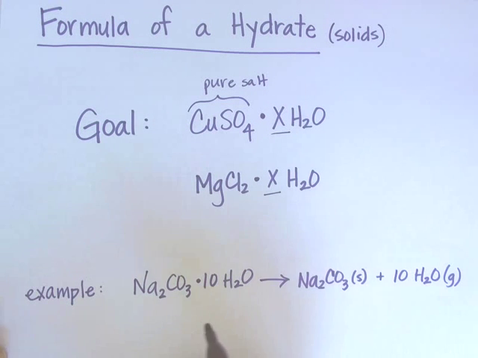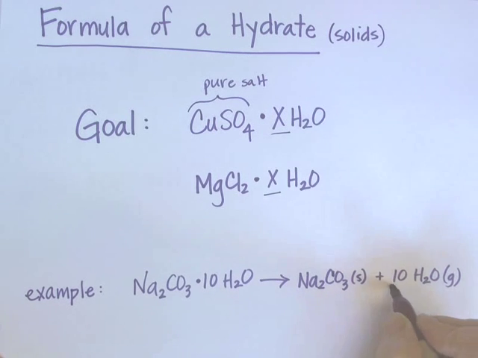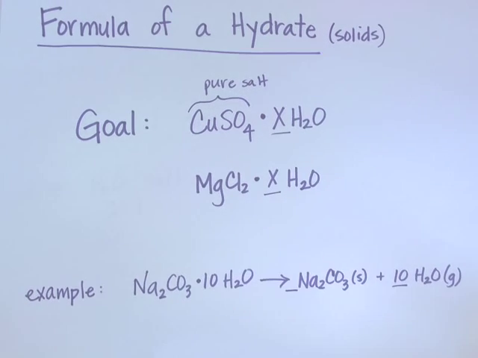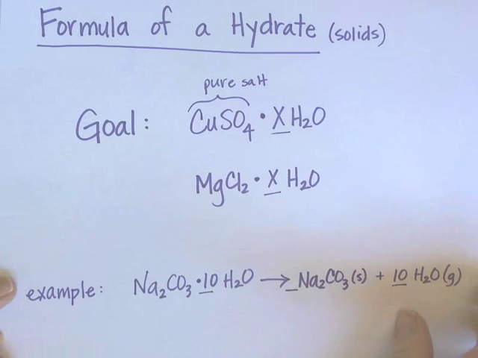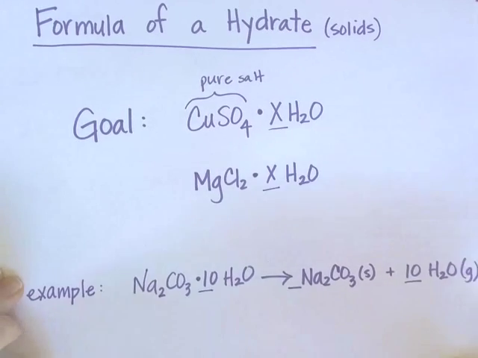So what we're going to look for is enough data we can collect to figure out this mole ratio. So we know coefficients in a balanced equation are a mole ratio. If we can figure out this mole ratio, that will tell us how many waters were there to begin with, and then we'll be able to determine the formulas for our hydrates.